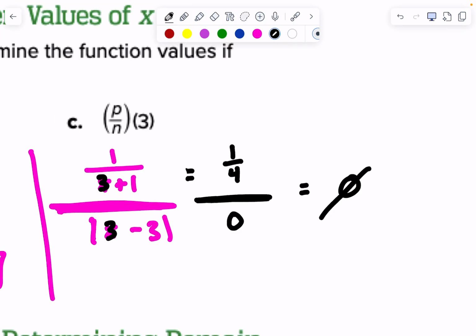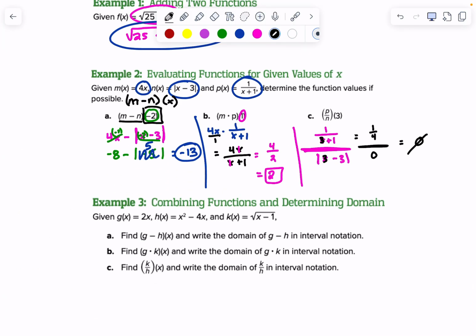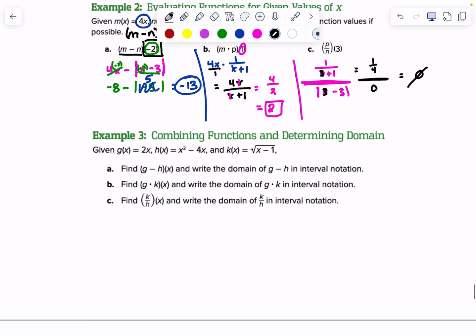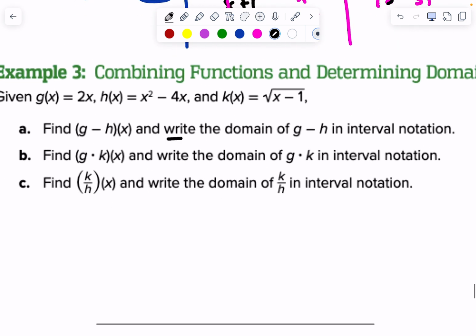Capiche? Okay. Next. This is where it gets really gross, kind of. It says find this and write the domain.